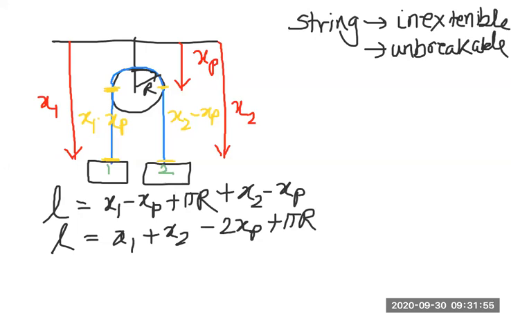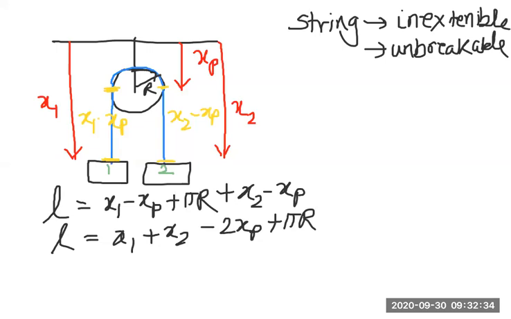Okay? So we know that x1 and x2 will be variable, because when block 1 and 2 move up and down, x1, which is the distance of block 1 from the ceiling, will change, and x2, which is the distance of the block from the ceiling, will also change, right? But xp, which is the distance of the ceiling from the fixed pulley, will never change, and r, which is the radius of the pulley, will never change with time.